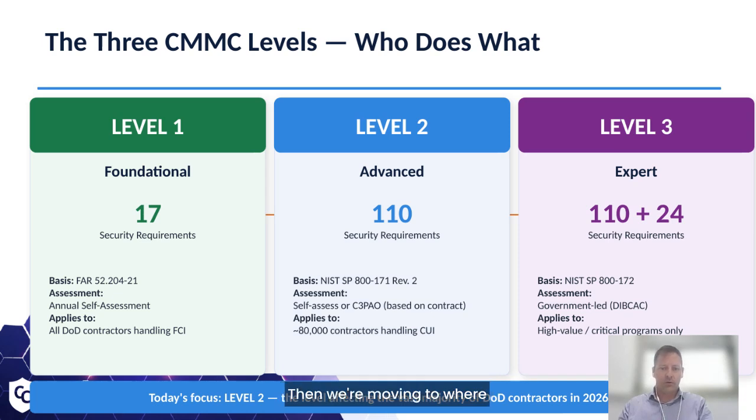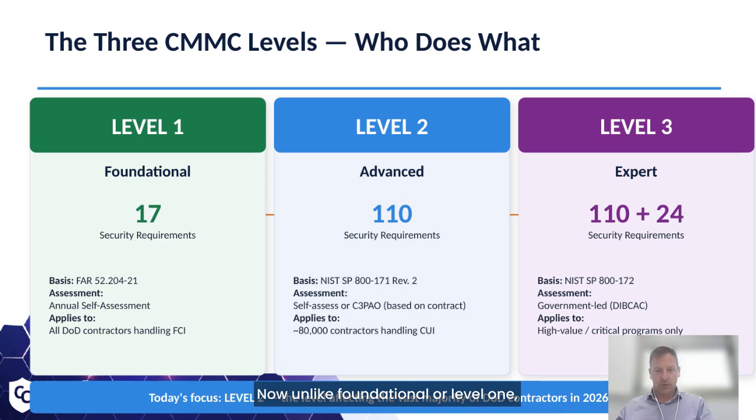Then we're moving to where the majority of the work is, and most contractors are, and this is level 2. So level 2 is the advanced, and it holds about 110 security requirements. So it covers pretty much everything from network security, perimeter security, EDRs, vulnerability management. A lot of these common security practices are in level 2. And it is relevant to about 80,000 contractors which are handling CUIs today.